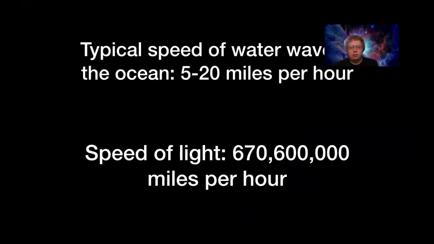Typical speeds of waves vary greatly depending on what they're waves in. So for example, the typical speed of a wave in water in the ocean is about 5 to 20 miles per hour. But the speed of light, the speed of these electromagnetic waves, is much, much faster, about 670 million miles per hour.